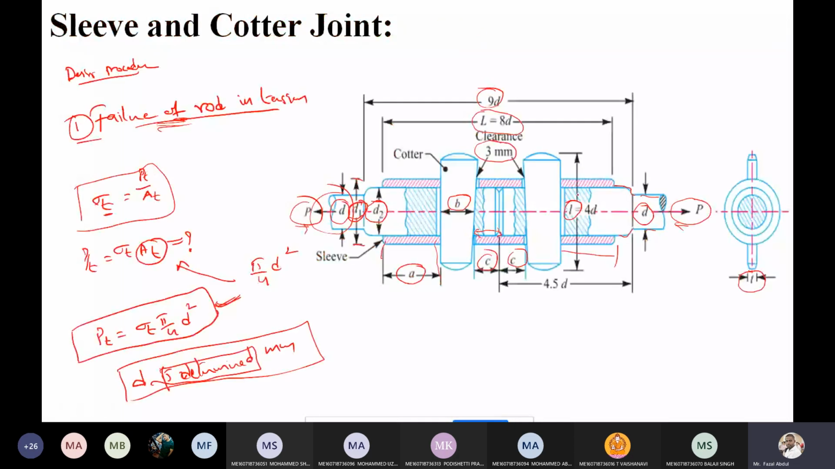Now what is the second one here? Second equation I am writing. Second failure: failure of the rod in tension across the weakest section. So in this diagram, where can we find the weakest section in the rod? Anybody can guess, where can we find the weakest section in this rod?